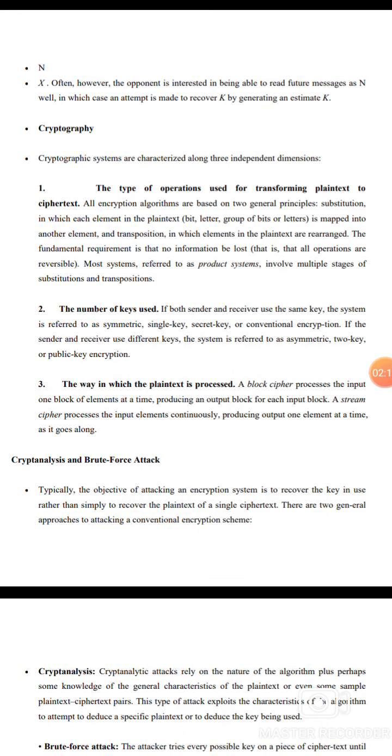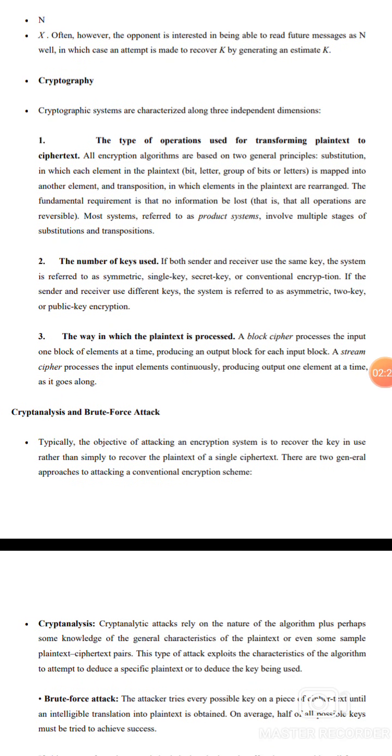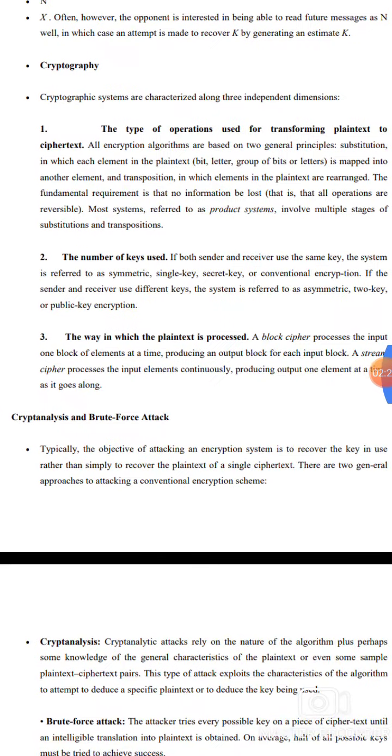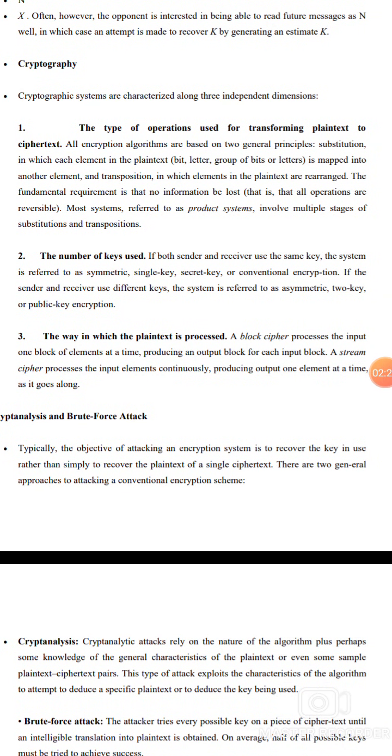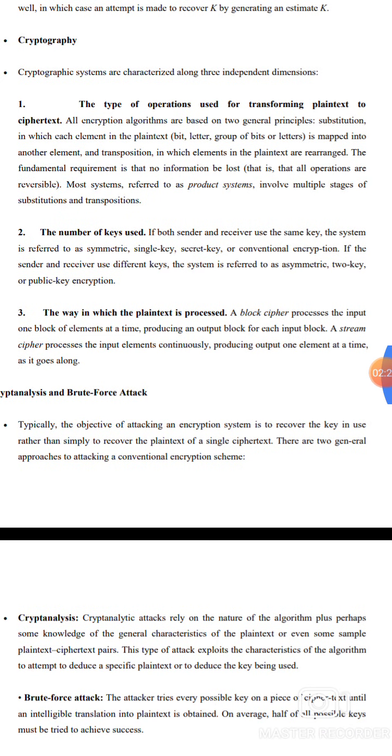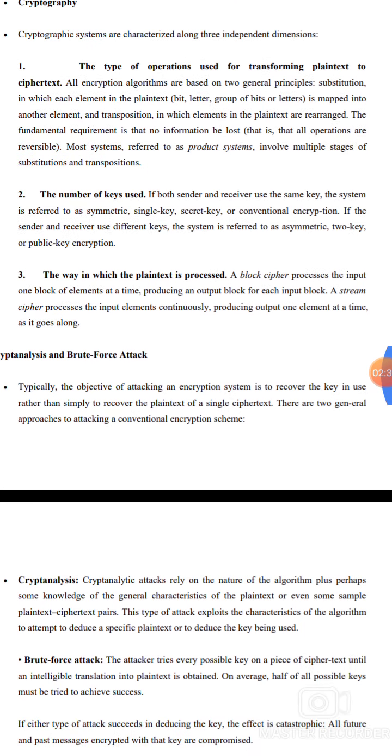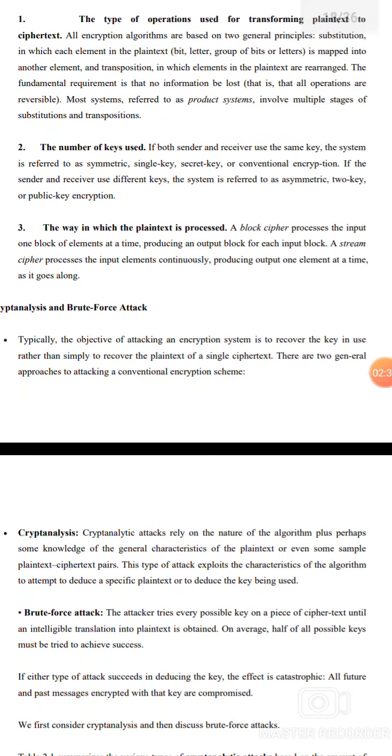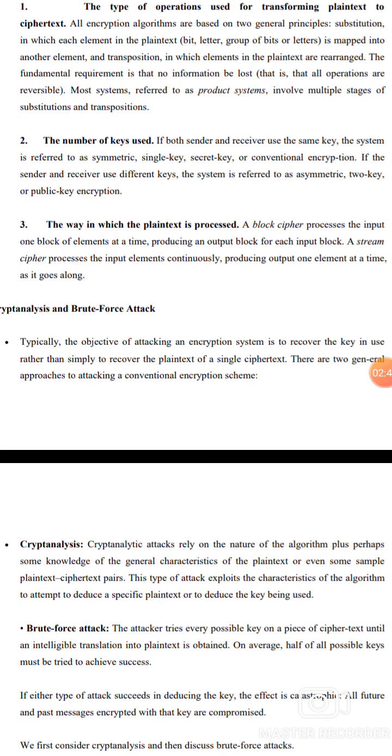Cryptographic systems are characterized along three different dimensions. First, the type of operation used for transforming plain text to ciphertext. All encryption algorithms are based on two general principles: substitution, in which each element in the plain text is mapped into another element, and transformation, in which the elements of plain text are rearranged. Second, the number of keys used. If both the sender and receiver use the same key, the system is referred to as symmetric, single-key, secret-key, or conventional encryption.